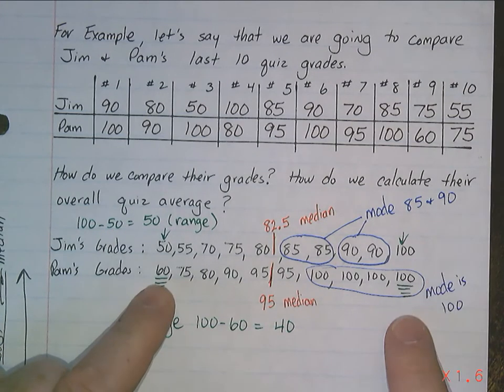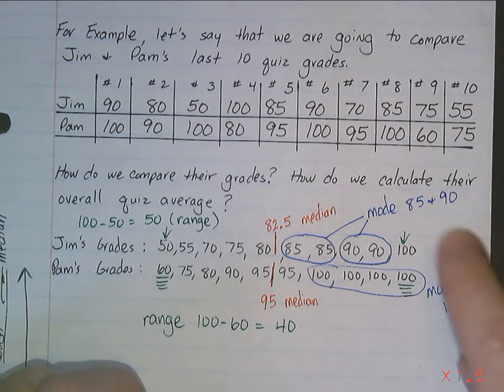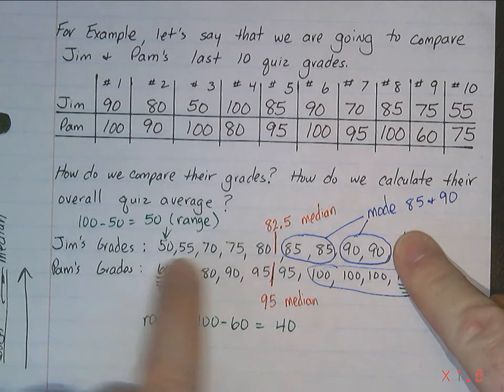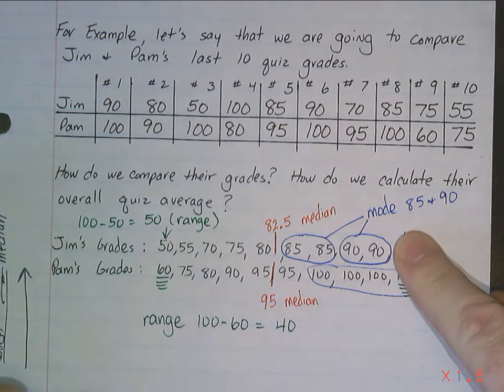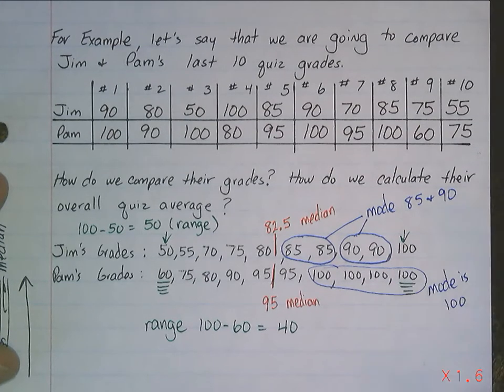Her lowest grade is a 60. So she didn't go all the way down to a 50. He did. Now let's say he didn't have that 100 here, then the range in this case would be 40 for him. Then they would have the same range. But because he has the 100, obviously it goes up 10 more. So that's the median, mode, and range.